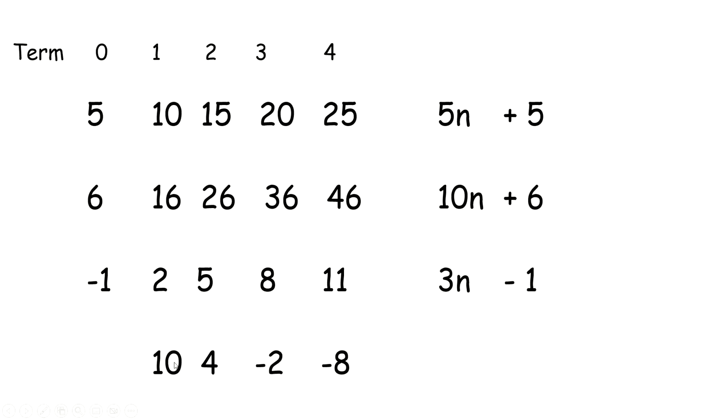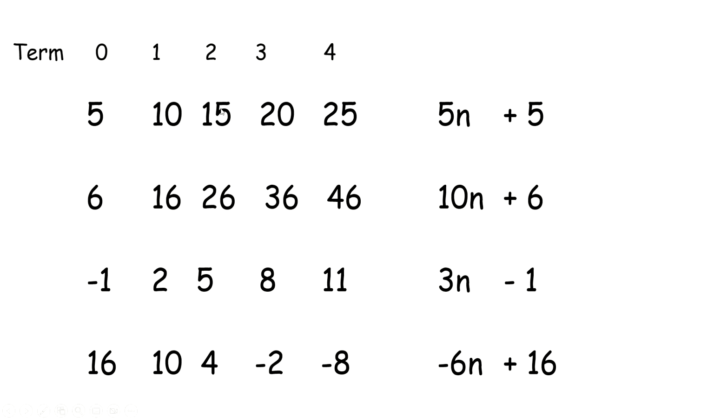So 10 minus 6 is 4. 4 minus 6 is minus 2, so it's minus 6n. And then the opposite of minus 6 is plus 6, so 10 plus 6 is 16. Then we plus it by 16. Simple as that. Let's now go check our work.